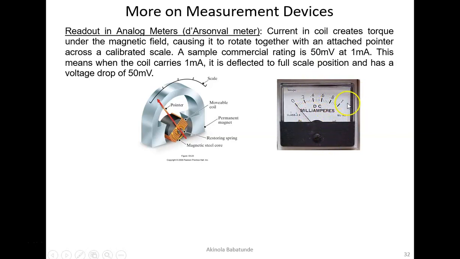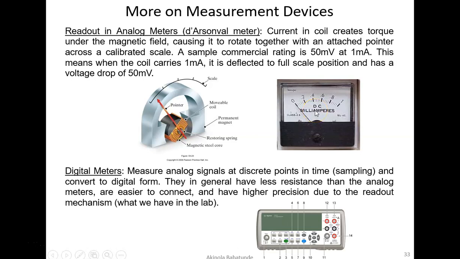All right, so this measures the milliamperes. When we have 1 milliampere, the voltage drop is going to be 50 millivolts. That's what that means. Then again, we have the digital meters. The digital meters are the most common kinds of meters that we have in the world today. They measure analog signals at discrete points in time and convert them to digital form. They in general have less resistance than the analog meters, and they are easier to connect and have higher precision due to the readout mechanism.